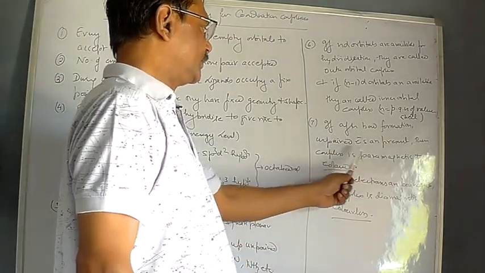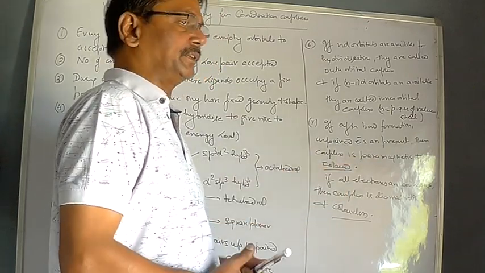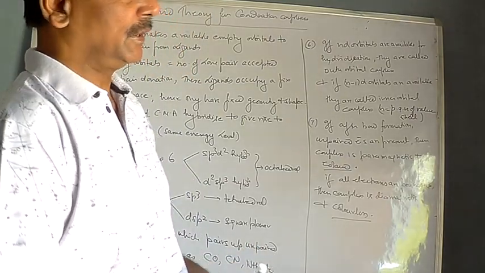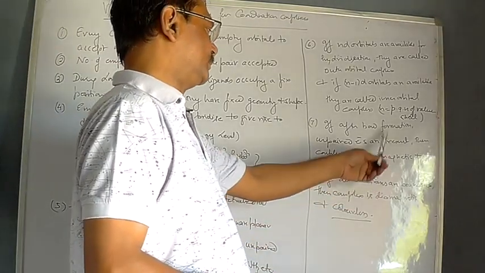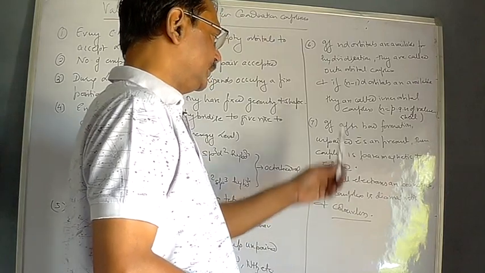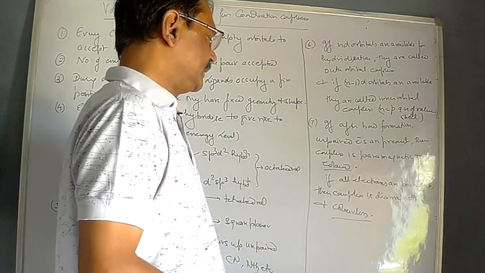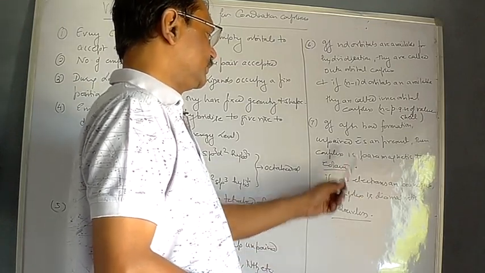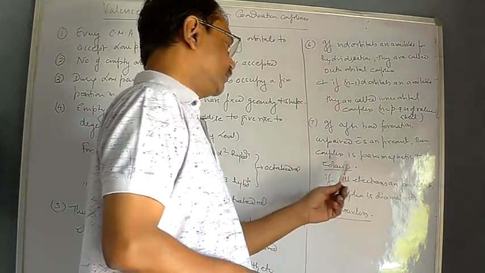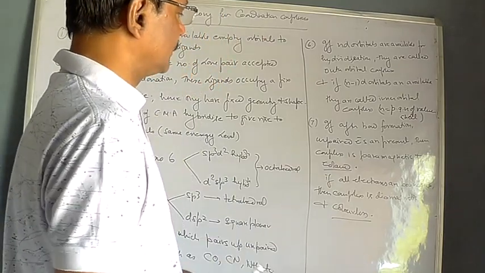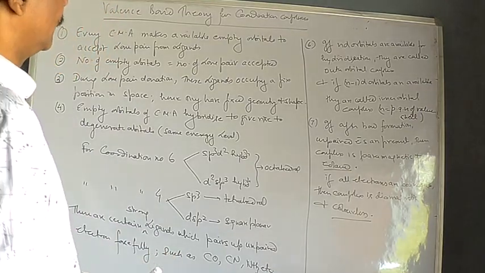If after bond formation unpaired electrons are present, then the complex is called paramagnetic. Class, we have been studying this from class 11 onwards. Whenever a substance has unpaired electrons, it is called paramagnetic. And once the complex is paramagnetic, it is going to be colored. And if all electrons are paired up, then the complex is called diamagnetic, and it is always colorless. So class, please remember, if unpaired electrons are present after the bond has been formed, the complex is paramagnetic and becomes colored. And if all the electrons are paired up, the complex becomes colorless. This was your valence bond theory for coordination complexes.